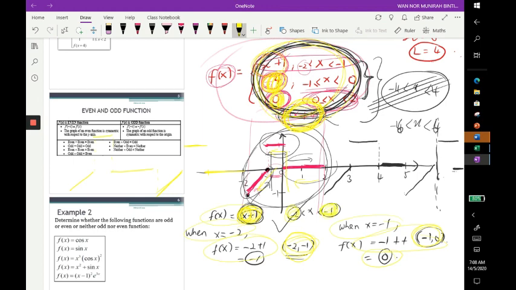Okay, I hope that you understand how to sketch the graph of a simple function and what is meant by a periodic function. For the next video, then only I will discuss the Fourier series and odd and even functions. Thank you.